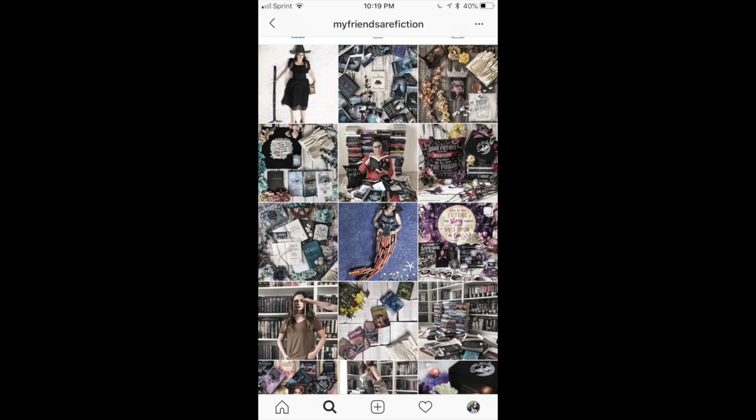Some examples of this, and I will put them up here for you guys to see, is My Friends Are Fiction. She always has either her backdrop as a wooden sort of floor, but I know it's not, or she's in front of her very large bookcase, which is the entire wall of the room. So she either has those two types of pictures, and they go together very cohesively. She also tends to do a lot of props in her pictures.